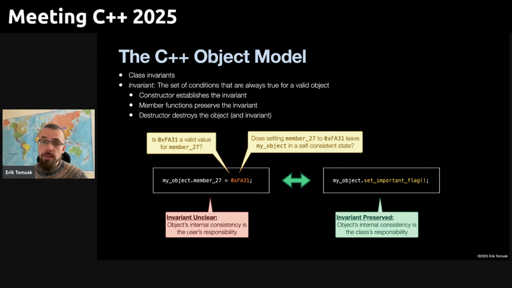Whereas in the code on the right, the object has a member function. We call that member function to set some flag. And at this point, the object's internal consistency is the responsibility of the object and its member functions. So we have the potential of having a reasonable invariant.